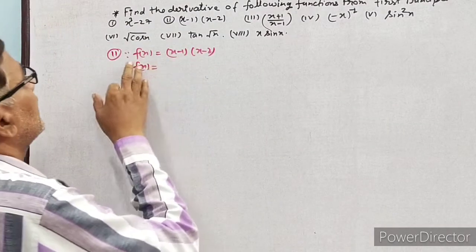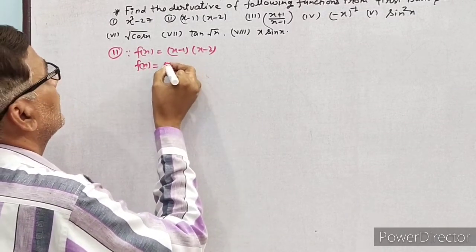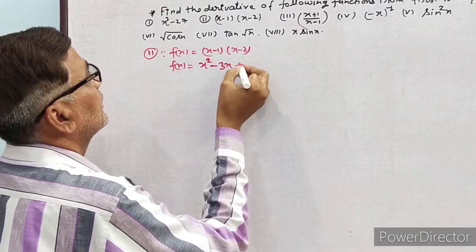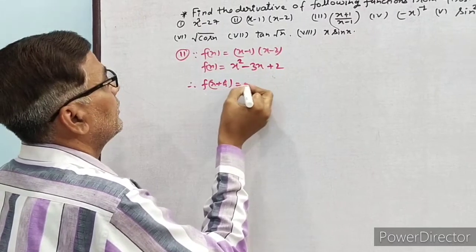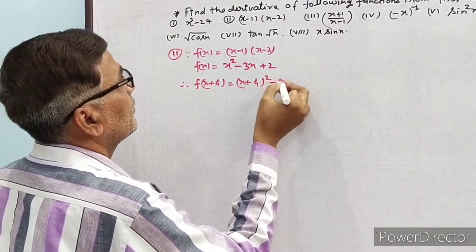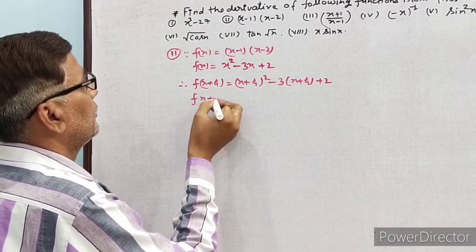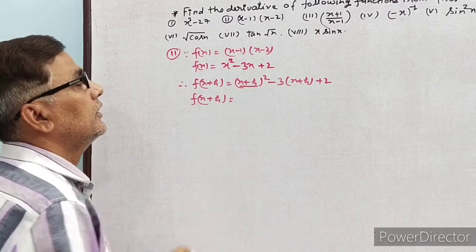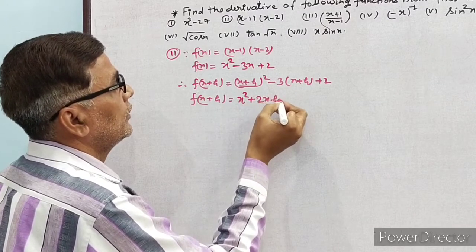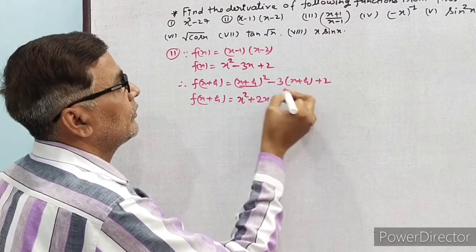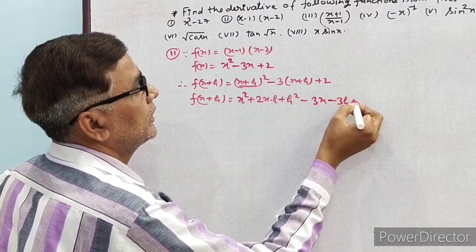Now the second question is f(x) is equal to (x minus 1) into (x minus 2). Multiply these two expressions. We have x square minus 3x plus 2. Replace x by x plus h. We have here (x plus h) whole square minus 3 into (x plus h) plus 2. Now expand this relation by using (a plus b) whole square. We have x square plus 2x h plus h square minus 3 into x becomes 3x, minus 3 into h becomes 3h, plus 2.